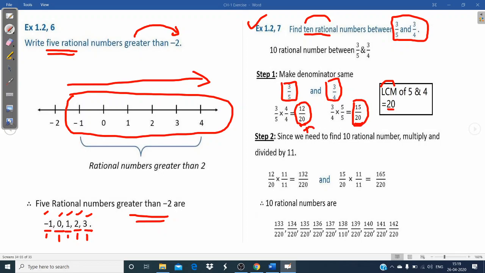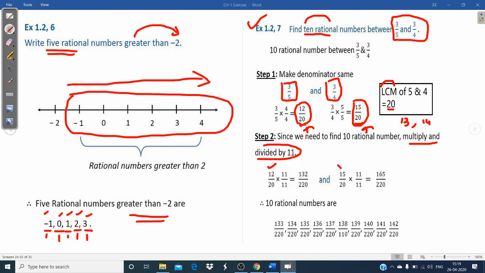Now you can see here, student, denominators are same. Now if you observe the numerator between 12 and 15, only 13 and 14 are coming. 13 by 20 and 14 by 20. So only two rational numbers you are getting. So in order to get 10, you have to multiply by the equivalent number here. So we have multiplied and divided by 11. And again, I am repeating, it is not compulsory that you have to multiply by that 11, any number you can multiply.